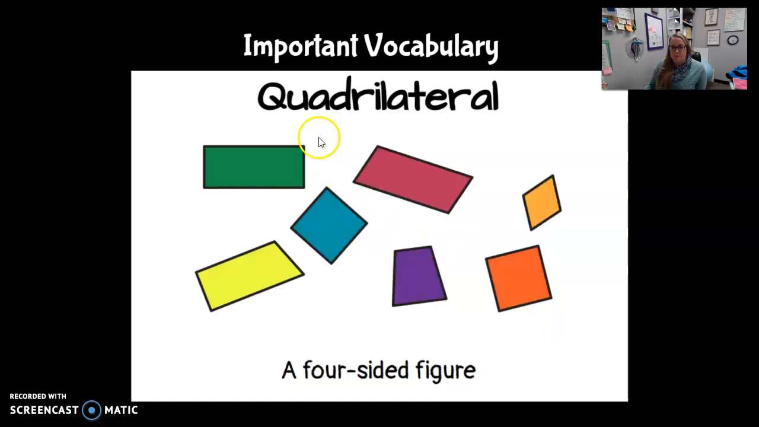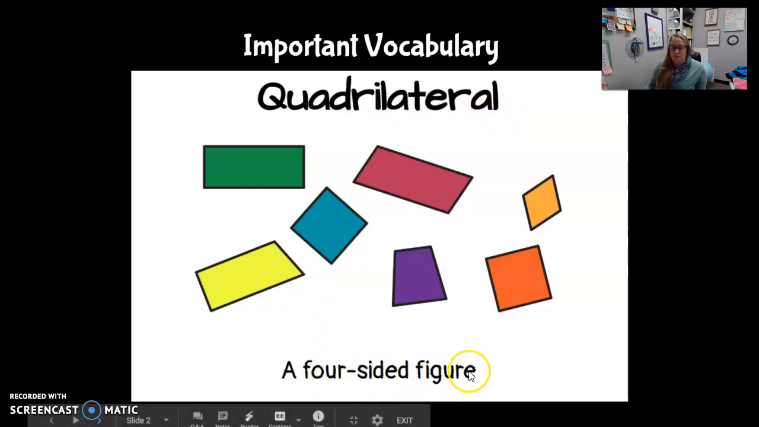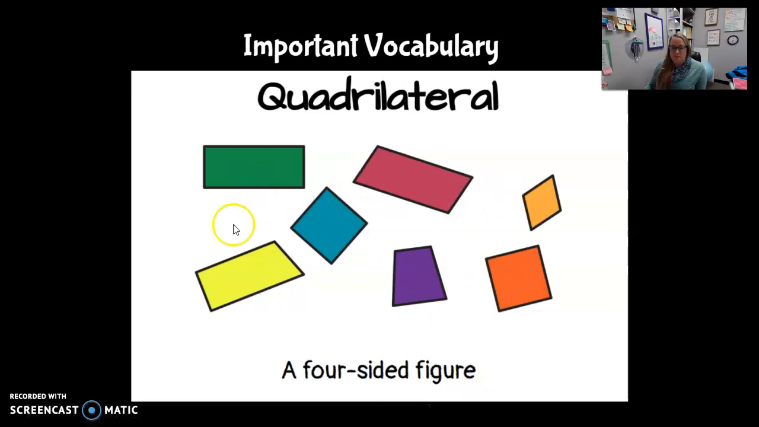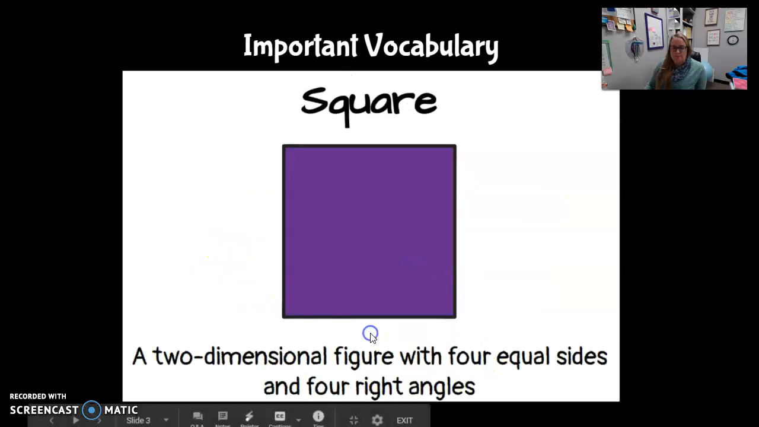The next word is a repeat also. This is quadrilateral. And remember, a quadrilateral is a four-sided figure. But you'll notice that all of these figures look a little bit different. That's what we're going to talk about today. So quadrilateral, a four-sided figure.